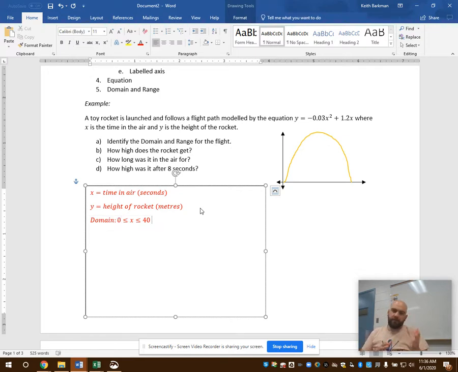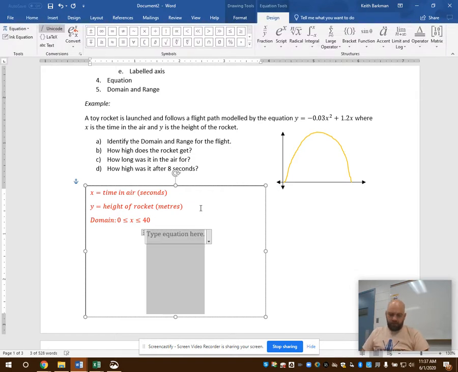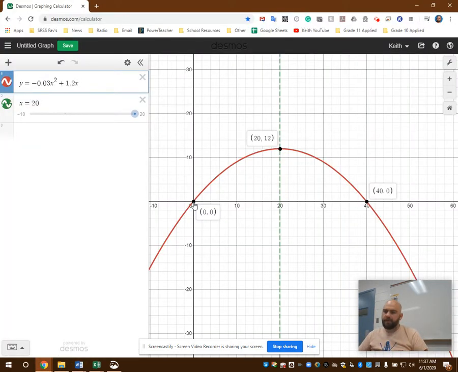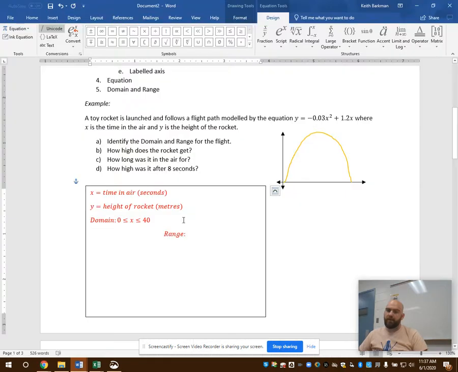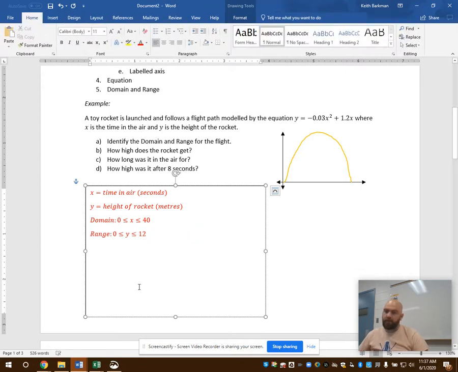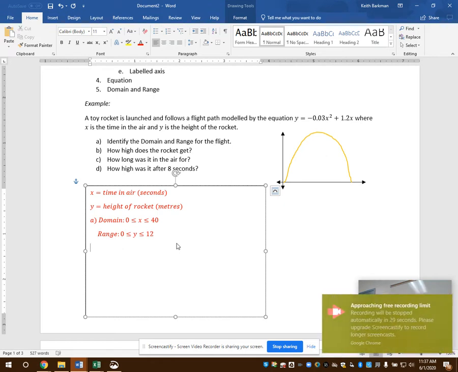Because it's from the smallest value of x to the biggest value of x, our range is, again, the smallest value of y is on the bottom. And if we pull that up, we have 0, and then it goes up to a max of 12. So our range is 0 less than or equal to y, which is less than or equal to 12. That's our domain and range. This was A, so that's A, figuring out domain and range.